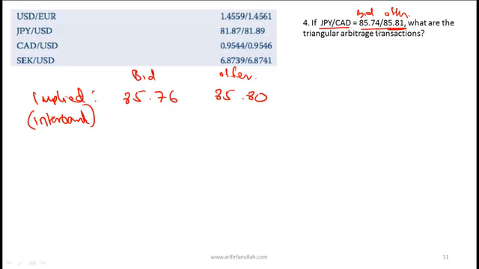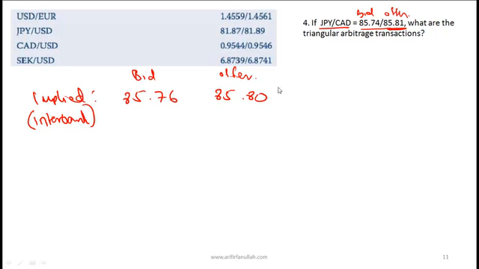In this situation, the dealer is giving you a bid quote of 85.74. This means that the dealer will buy from you at this. Dealer buying from you means you can sell to the dealer for 85.74. So if you can sell to the dealer for 85.74, how much are you buying in the interbank market for? In the interbank market, you would buy for 85.80.